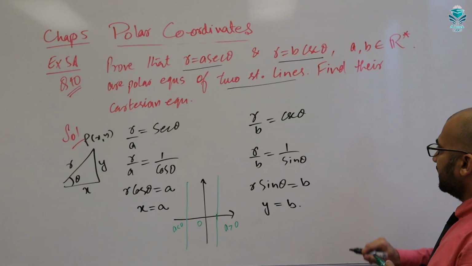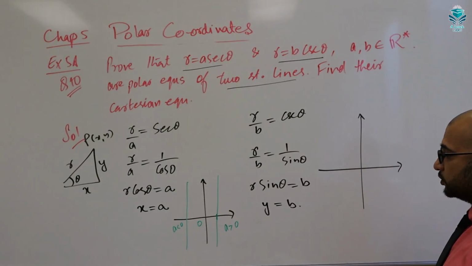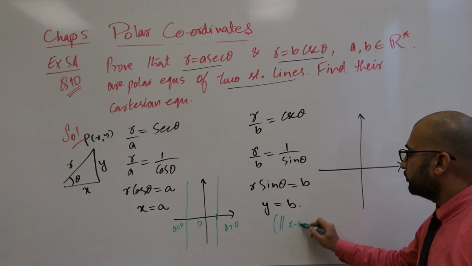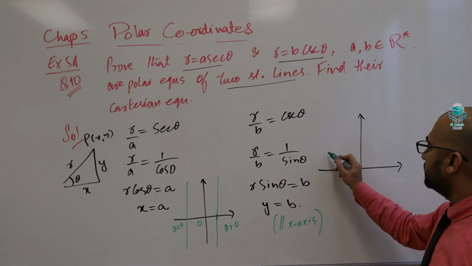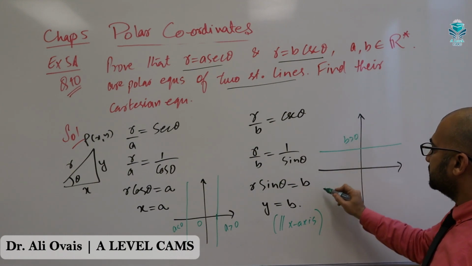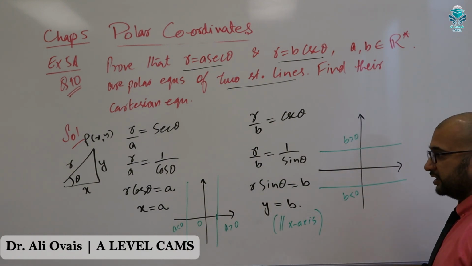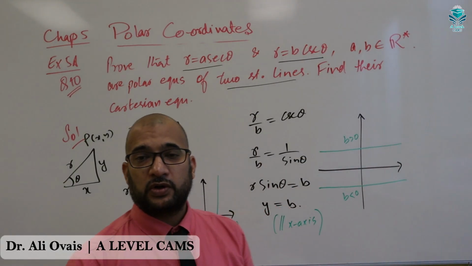And similarly, if you have y equal to B, what does it mean? It is a line parallel to the x-axis in the coordinate plane. So if B is positive, the line will be above the x-axis, and below it for B negative. So this is the complete solution of your question.